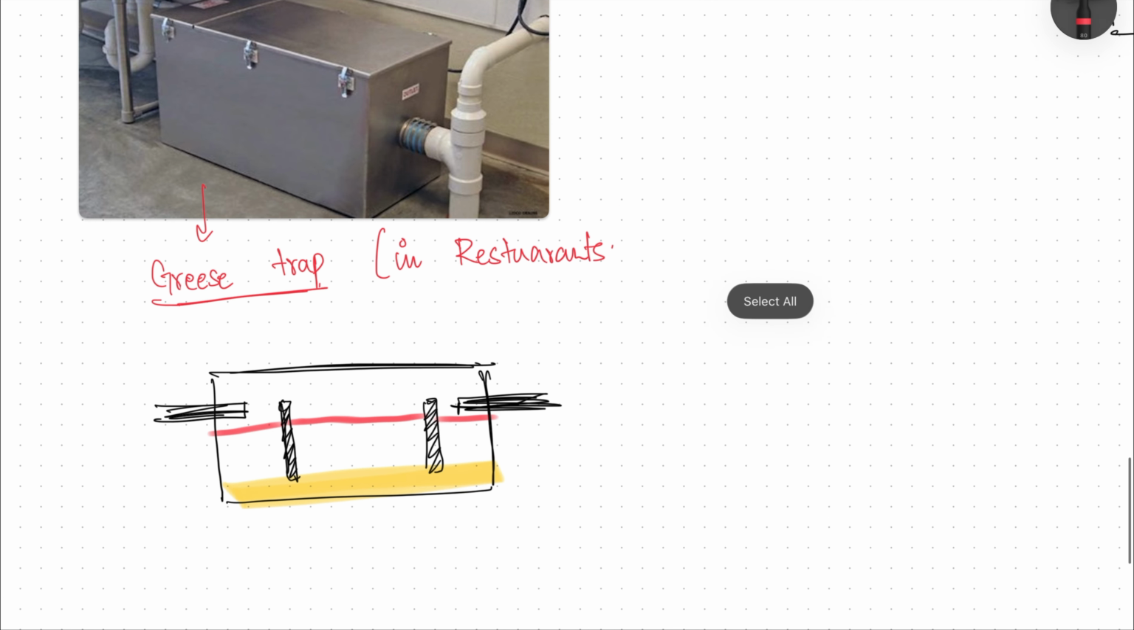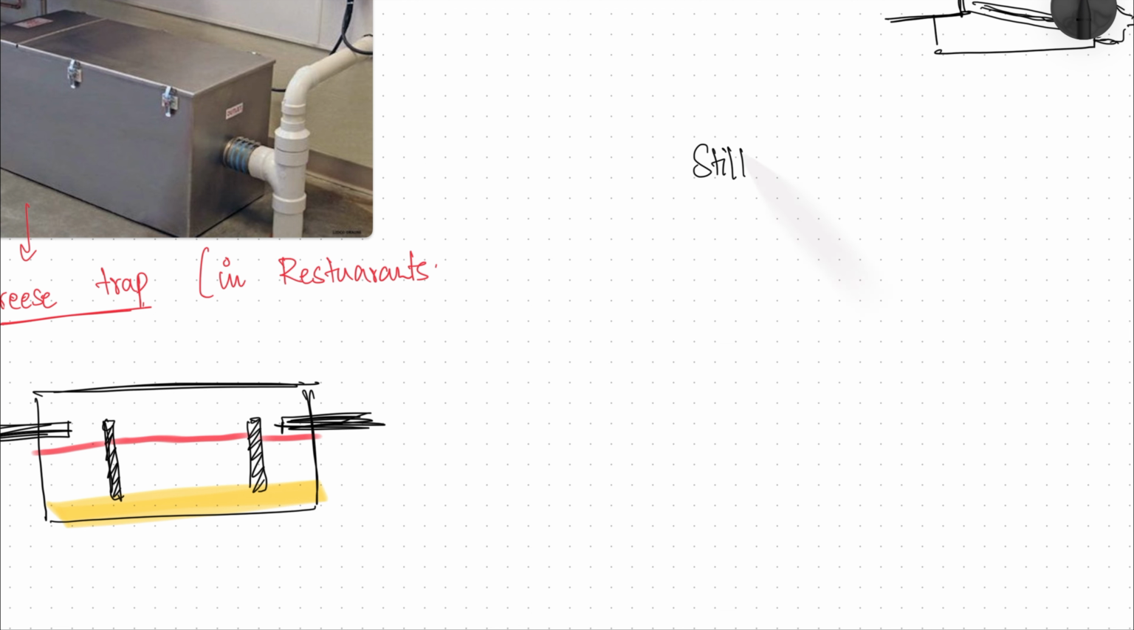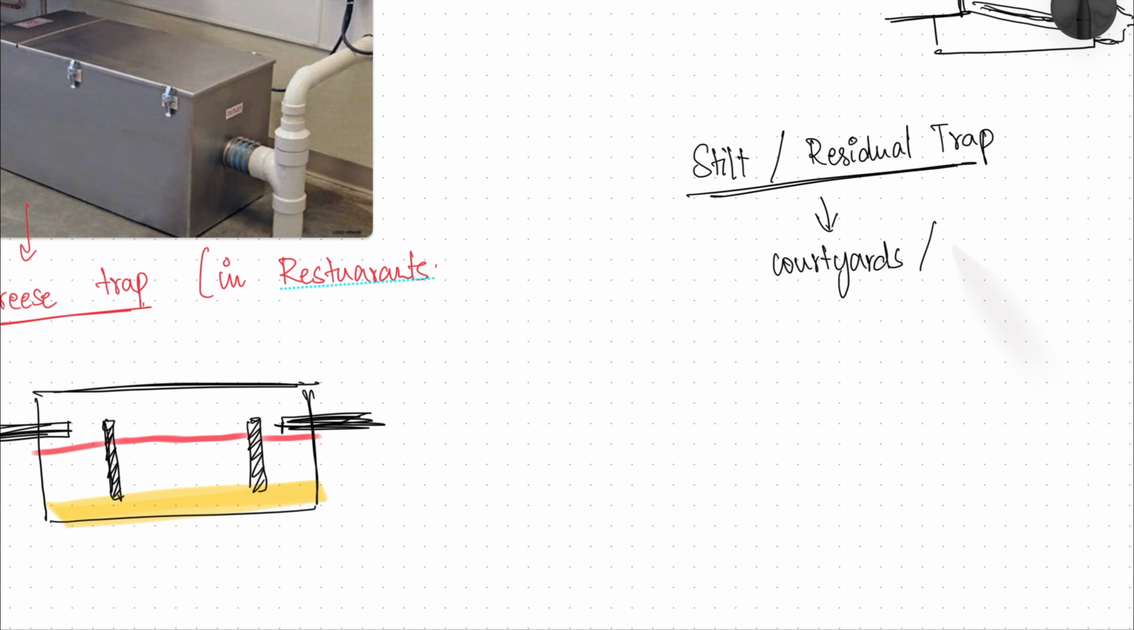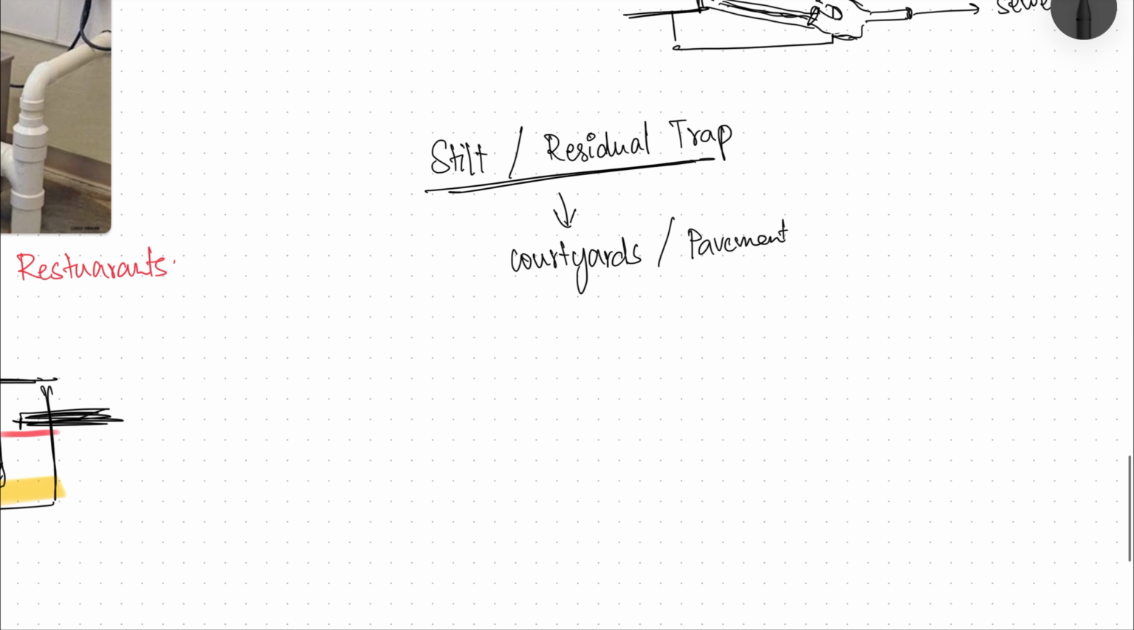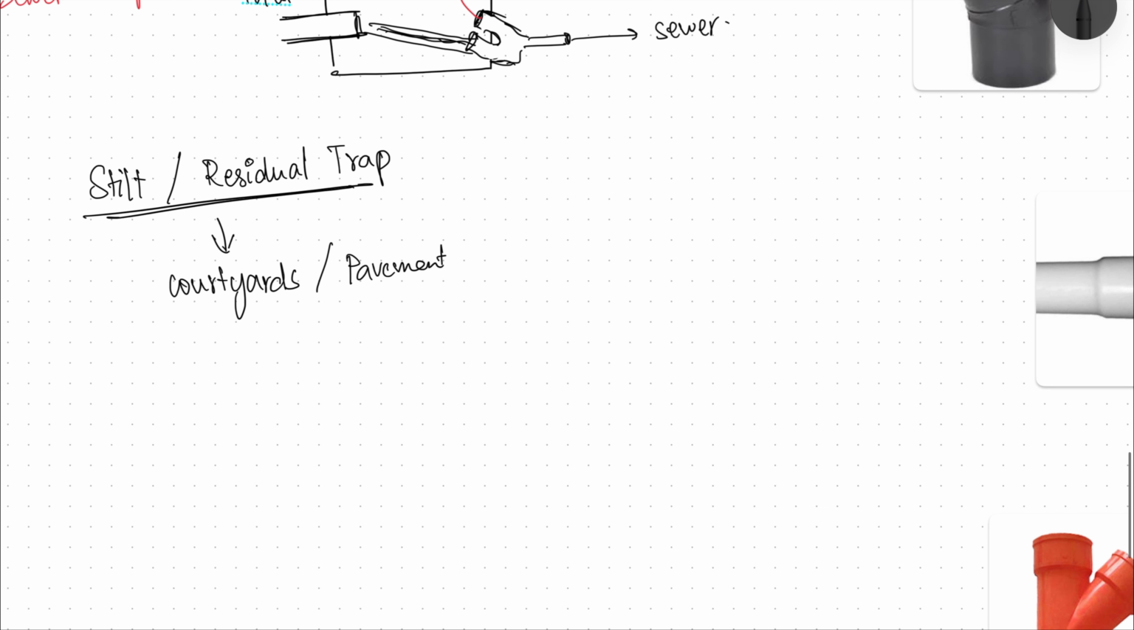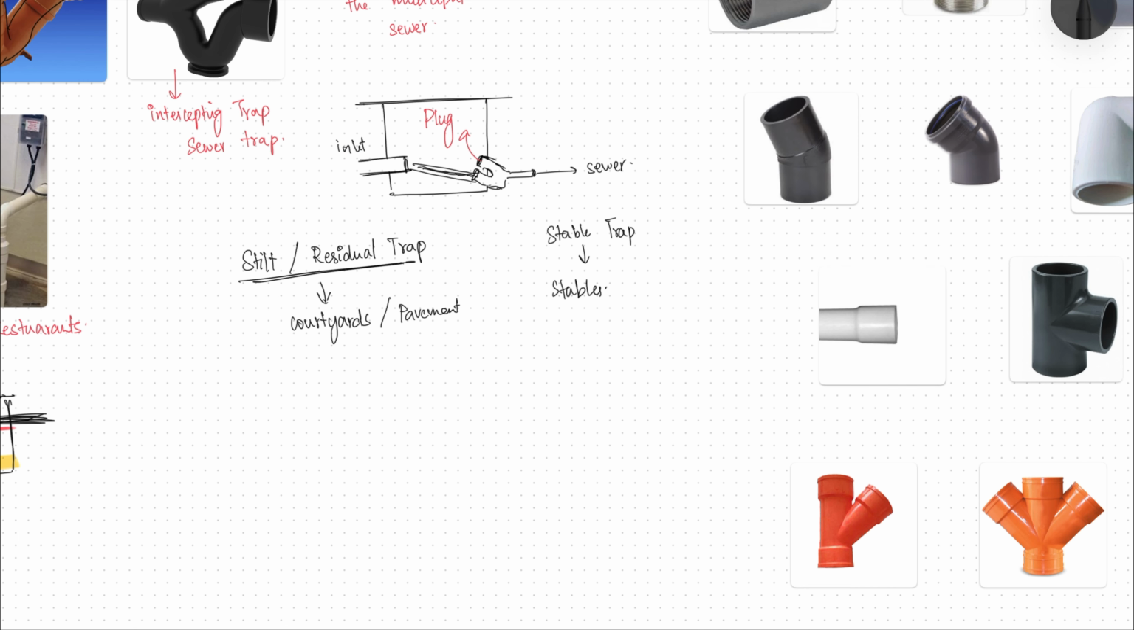Then you have something called a silt or residual trap, which is basically used in courtyards or pavements to collect the silt and everything, trap it basically. Then there is stable trap, which is used in stables. So these are the different kinds of traps.